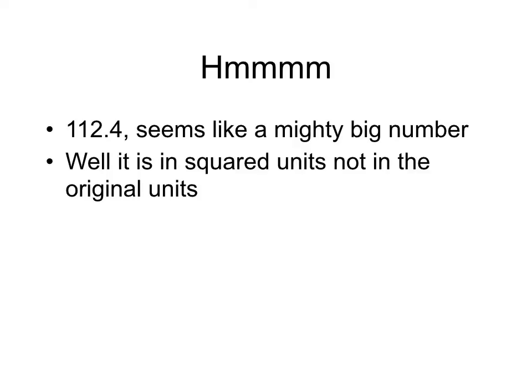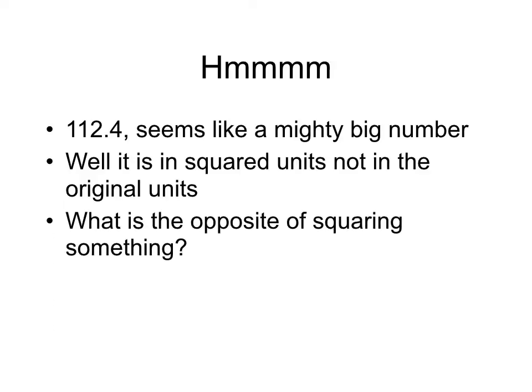It'd be like measuring height in square centimeters. It doesn't make any sense. So let's see. What's the opposite of squaring something? It's the square root. So we take the square root of 112.4. So you hit the square root button on your calculator, and that's easy to use. It's just a button. And you get 10.6.